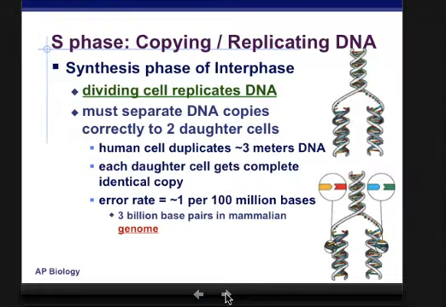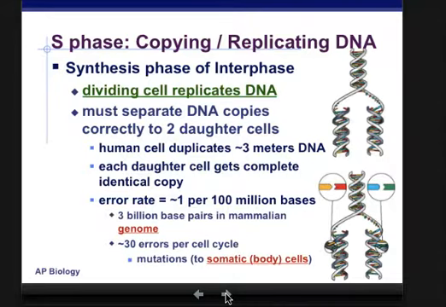And there are 3 billion base pairs in the mammalian genome. And of course, we've gotten really far in figuring out all of the genome at this point. And there's approximately 30 errors per cell cycle, which can result in mutations to somatic body cells. But we've got checkpoints to take care of this when it occurs for the most part. And when we don't have a successful checkpoint, there's a serious result, and we'll talk about that in a little bit too.